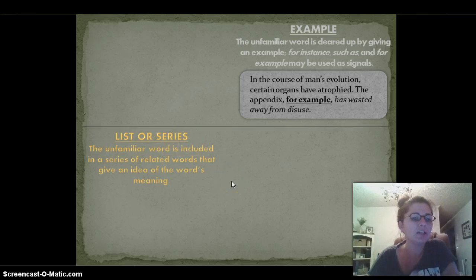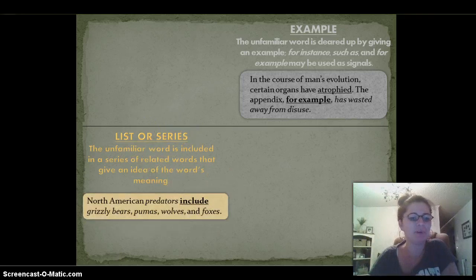Let's look at list or series. The unfamiliar word is included in a series of related words that give an idea of the word's meaning. Let's take a look at our example. North American predators include grizzly bears, pumas, wolves, and foxes. Oh, so what do they all have in common? Predators. And there's another root word in there. And we know that those have something in common. And if we can figure out what they all have in common and why they would all be included in the same list, we can figure out what predators are.